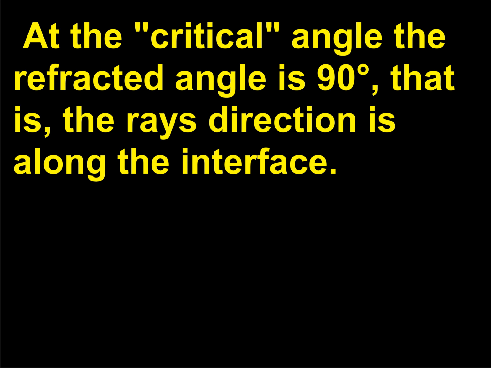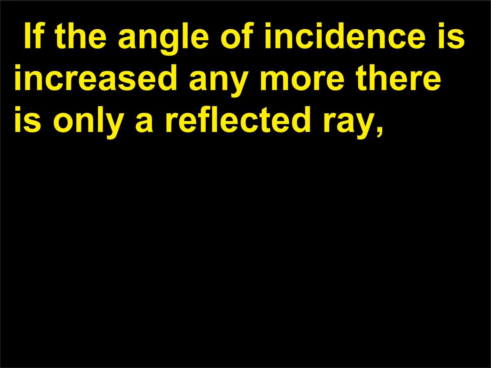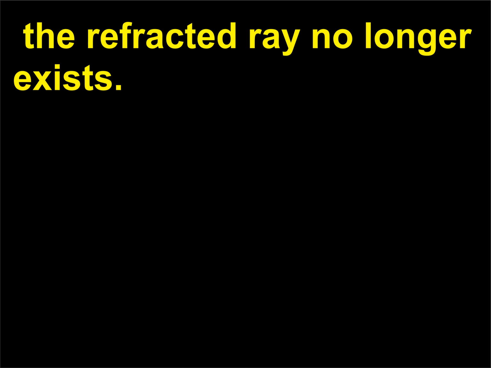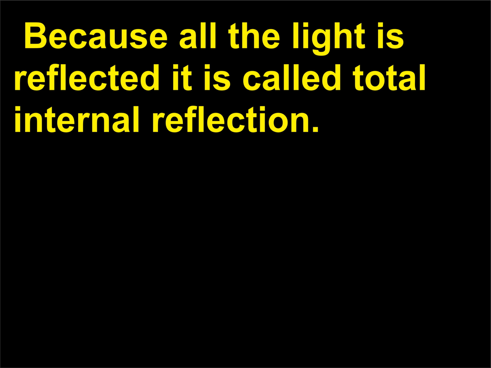At the critical angle, the refracted angle is 90 degrees, that is, the ray's direction is along the interface. If the angle of incidence is increased any more, there is only a reflected ray. The refracted ray no longer exists. Because all the light is reflected, it is called total internal reflection.